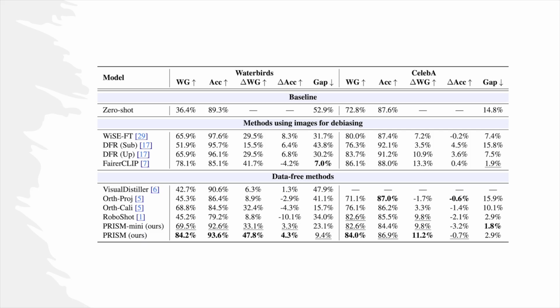In numbers, on Waterbird, Prism achieves 84.2% worst group and 93.6% overall accuracy. On llm-guided, 84.0% worst group with 86.9% overall. State-of-the-art debiasing among data-free approaches, competitive even with the methods that use images.